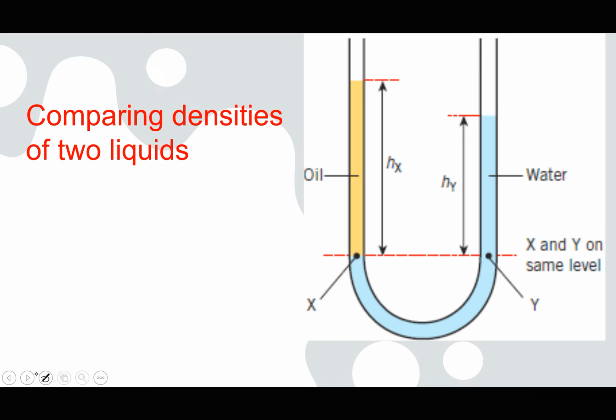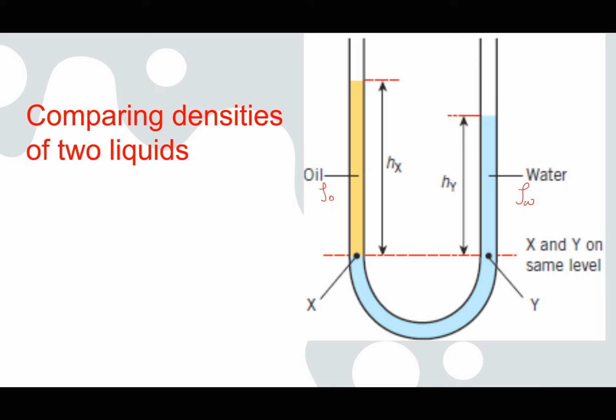Let's say the density of oil is rho O, and the density of water, I'm going to call it rho W. So we want to obtain the relationship between density of oil and density of water when these two liquids are poured in the same U-tube. Remember, they do not mix.